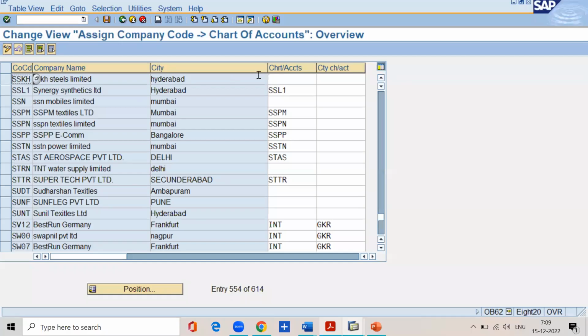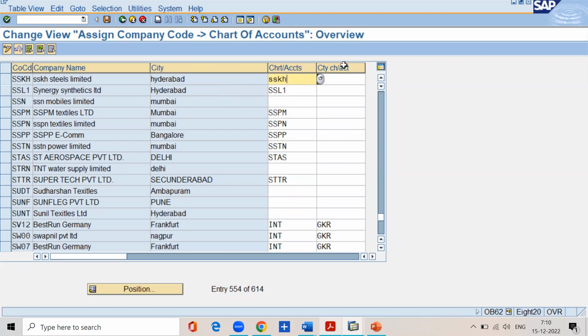So against this company code, chart of accounts, SSKH. Then here, look at the screen, please, everybody. CHRTACCTS means chart of accounts or operational chart of accounts. Remember, chart of accounts or operational chart of accounts, both are same.